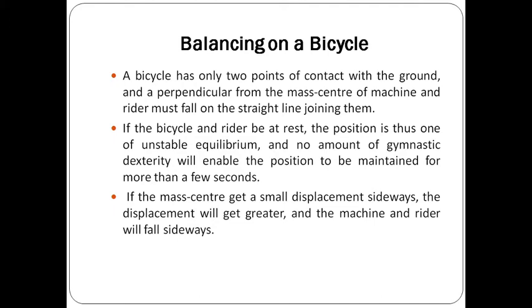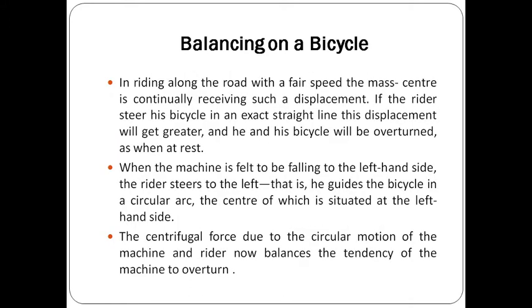If the mass center gets a small displacement sideways, the displacement will get greater and the machine and rider will fall sideways. So in riding along the road at a fair speed, the mass center is continuously receiving such displacement. If the rider steers the bicycle in an exact straight line, this displacement will get greater, and the bicycle will be overturned as when at rest.